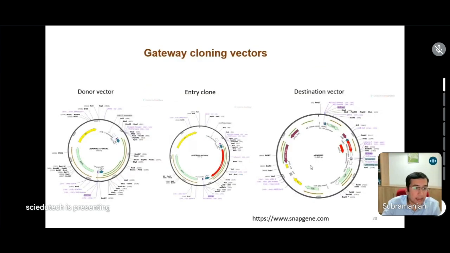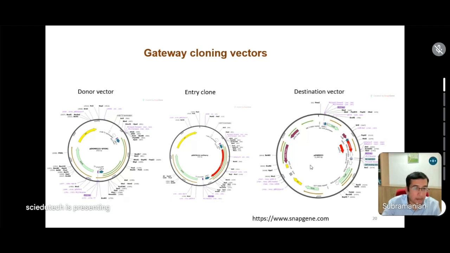Next slide, please. And these are all examples of the donor vector, entry clone, and the destination vector. So this is a very easy cloning carried out in most of the labs these days. You don't basically require restriction enzymes. Instead, you have this recombination-based strategy, and you can move genes between the donor vector, entry clone, and destination vector very easily.